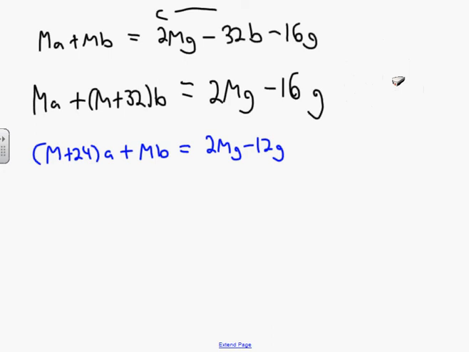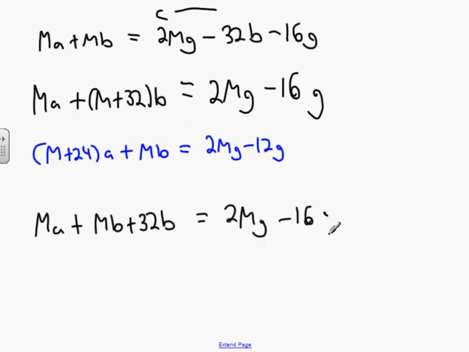Oh yeah, I have an idea. I'm going to multiply them both out. MA plus (M plus 32)B equals 2Mg minus 16g. Then (M plus 24)A plus MB equals, what is this one? 2Mg minus 12g. Okay.